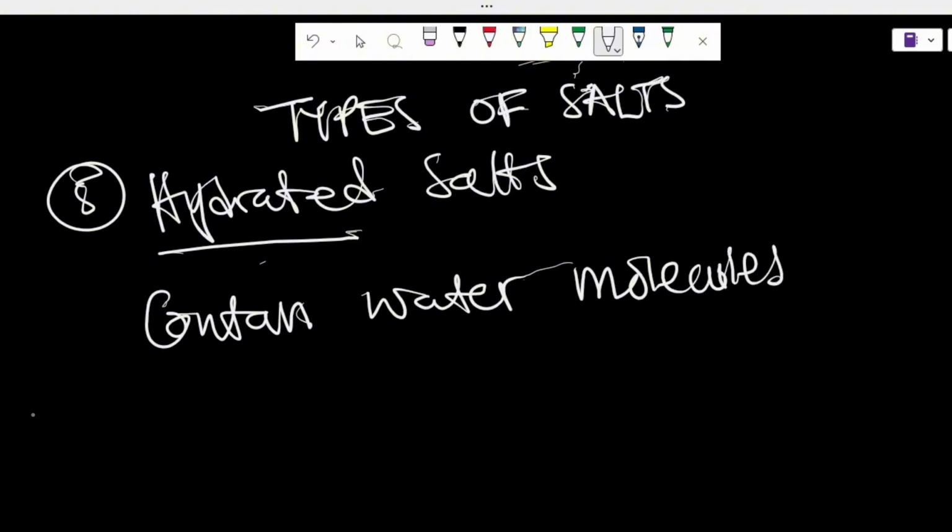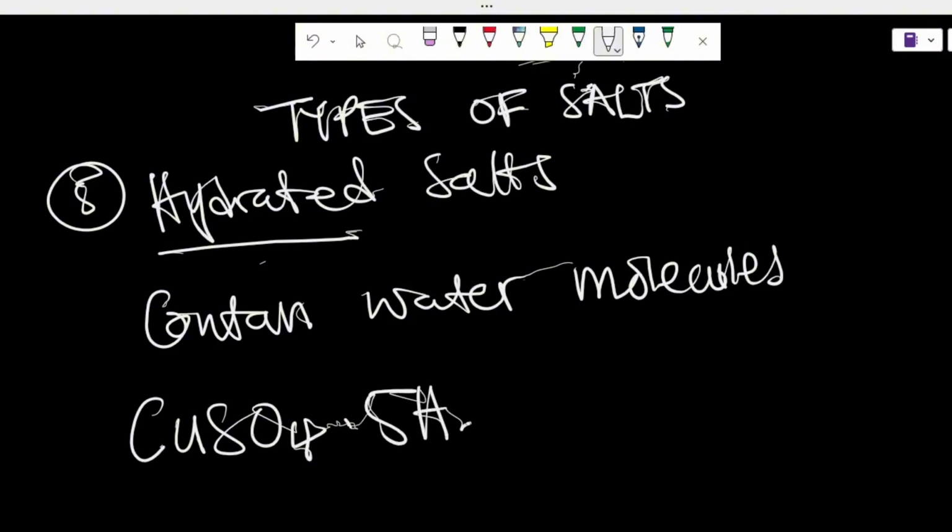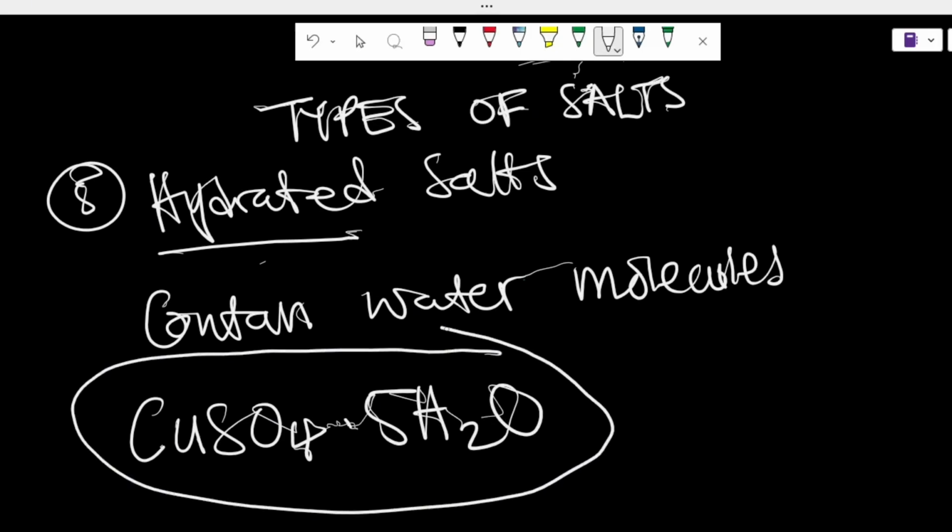So you might have something like hydrated copper sulfate solution. So you have copper sulfate, and then this is going to be 5H2O. So this is an example of a hydrated salt. So it is the same salt, it's copper sulfate, but this is hydrated, which means that it contains also the water molecules.